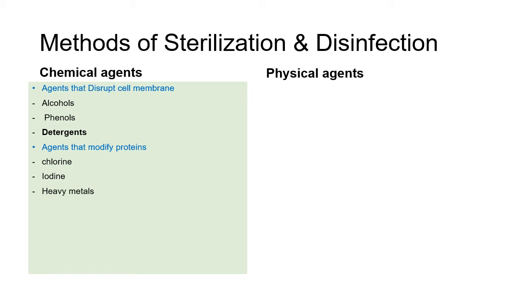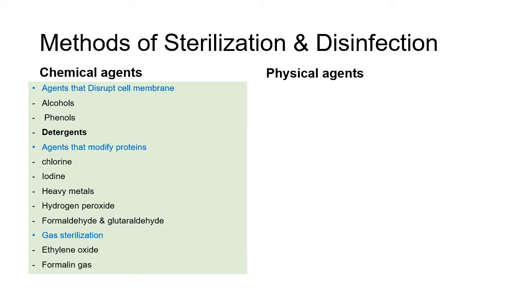I know that you know iodine very well. Heavy metals like silver nitrate are an example. And we also have hydrogen peroxide. All of these are examples of agents that modify protein, and also formaldehyde and glutaraldehyde. These have a similar mechanism of action. Also, we have gas sterilization. The previous ones are sprays or liquids, while gas is found in the form of a gas. A good example of gas is ethylene oxide and formalin gas.